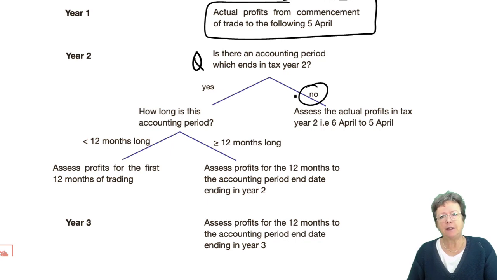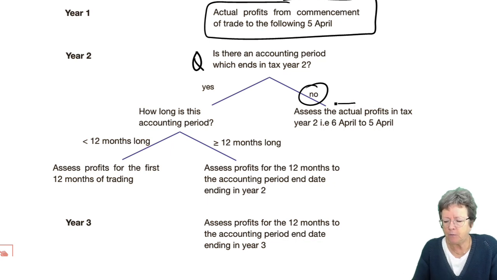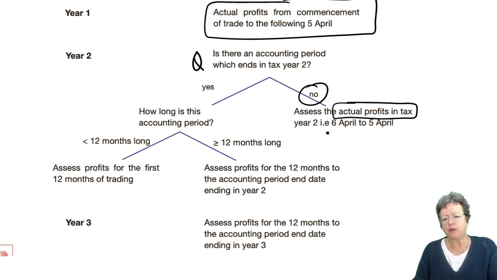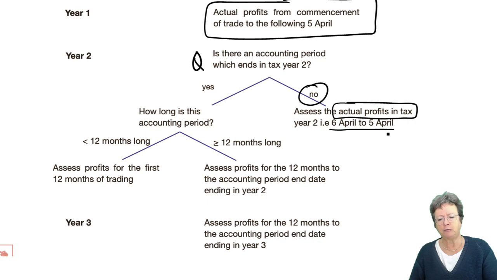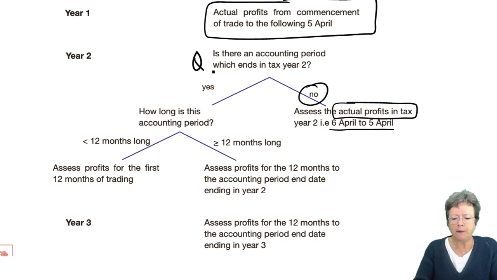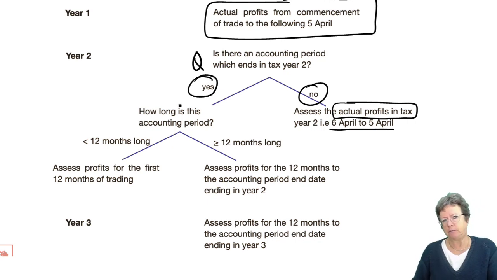And again, we have an example that we can have a look at in a minute that will show you how that is possible. If that is the case, we're looking at the actual profits in the tax year, i.e. what falls between the 6th of April and the 5th of April. Now, the answer could be yes.